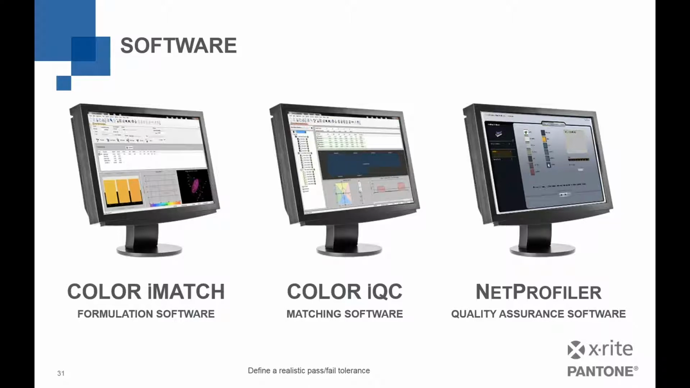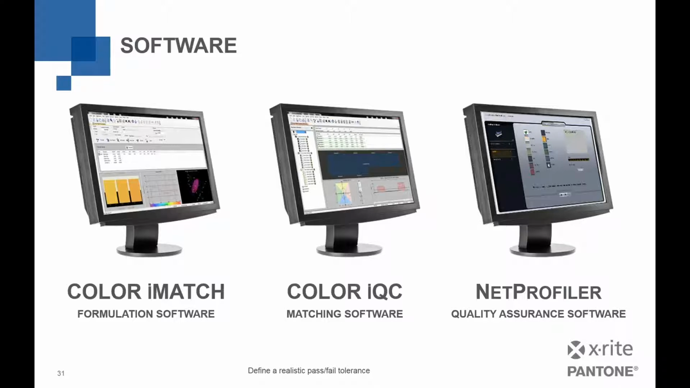There are software packages, obviously, to go with all of these. Color iMatch allows us to do quality control, formulation, and correction, and will link with the sphere-based benchtop spectrophotometers, the portable sphere-based, and the METAView spectros. There are a couple of other portable spectros, the Exact, for example, which is used primarily in the printing industry, which again can work with the Color iMatch or the Color IQC software.